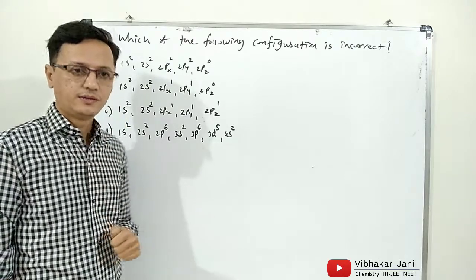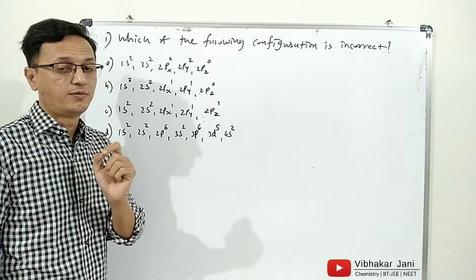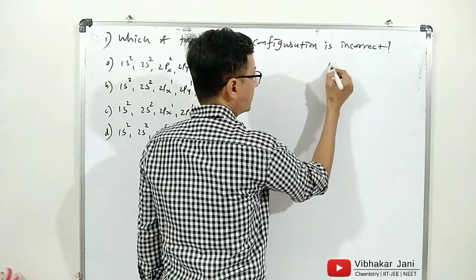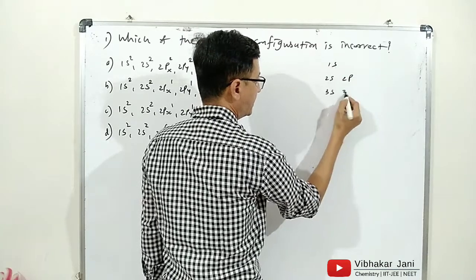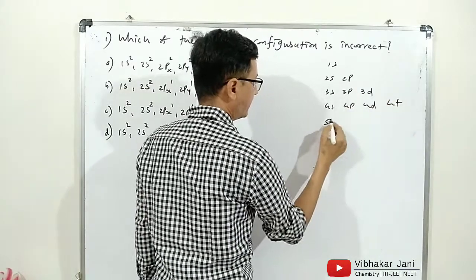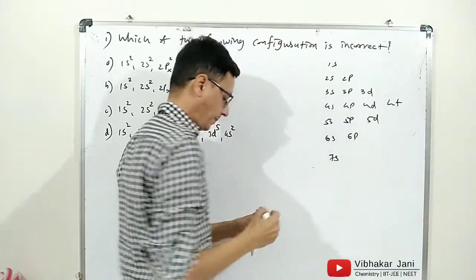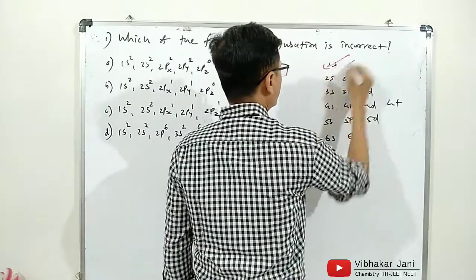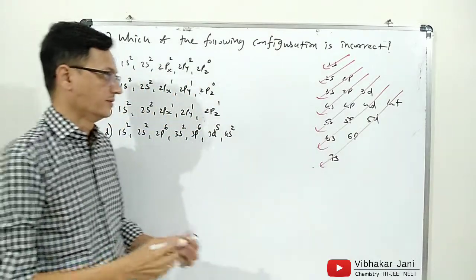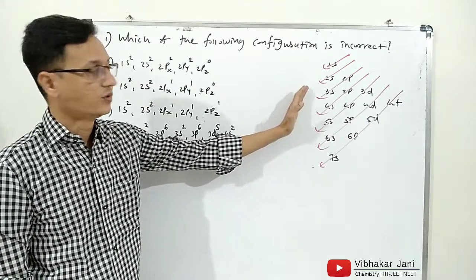As I told you in our previous lecture, when you have the question paper booklet for NEET and JEE, the first thing you have to do is write the Aufbau chart: 1s, 2s, 2p, 3s, 3p, 3d, 4s, 4p, 4d, 4f, 5s, 5p, 5d, 6s, 6p and 7s. The filling of electrons will follow this order.